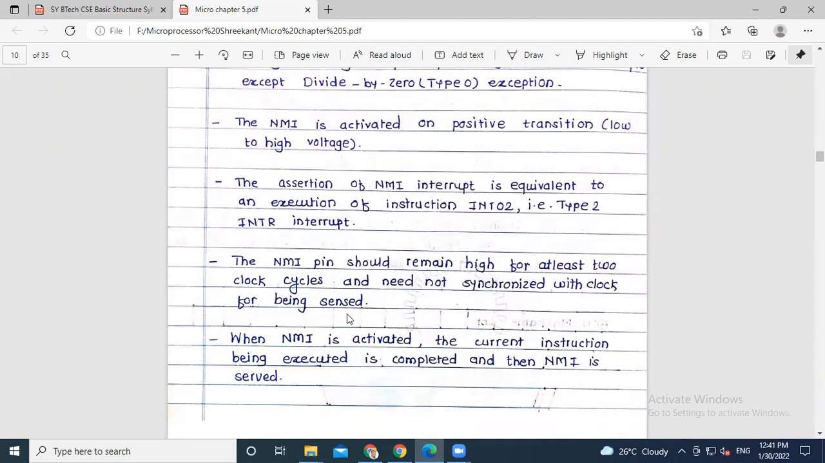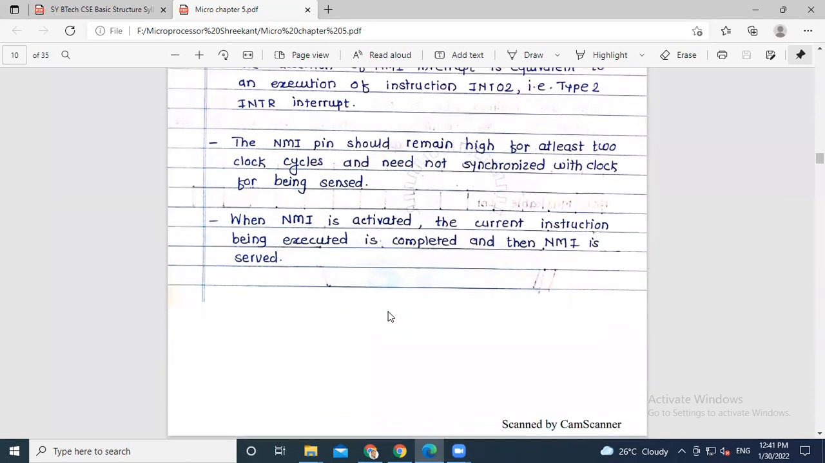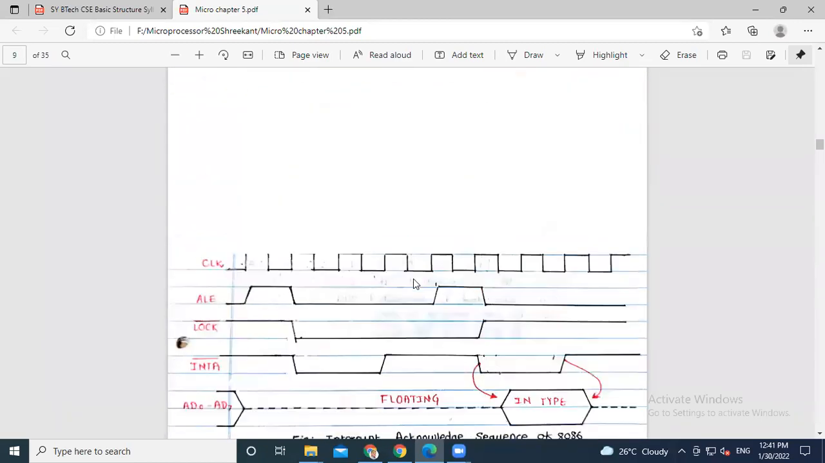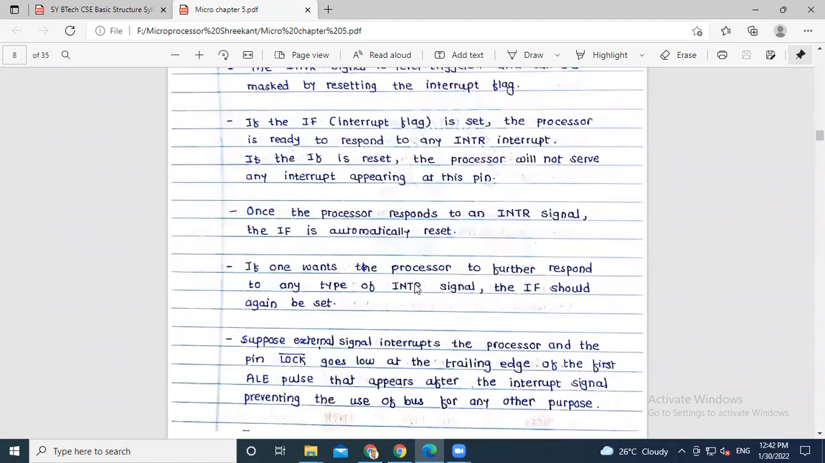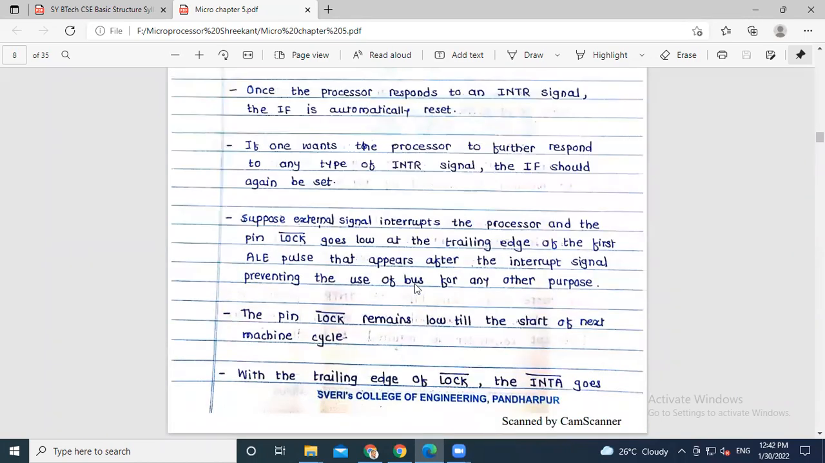The non-maskable interrupt pin should remain high for at least 2 clock cycles and need not be synchronized with the clock for being sensed. When the non-maskable interrupt is activated, the current instruction being executed is completed, and then the non-maskable interrupt is served. So this is about non-maskable and maskable interrupts. In conclusion, small problems during the execution of a program are solved by using maskable and non-maskable interrupts.